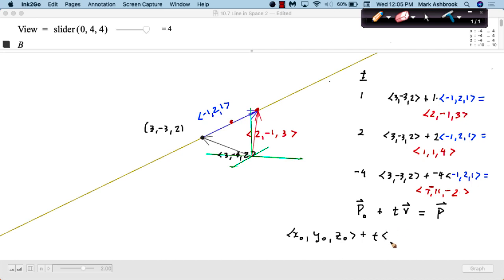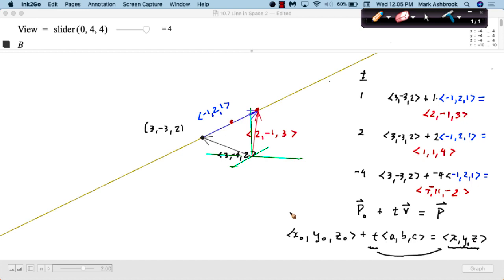V, so the direction of the line, we'll often call it a, b, c. Fixed or varying? Right, so that's fixed. And then P is x, y, z. Fixed or varying? Every point on the line. So for different values of t, we generate different points on the line. So those are your varying quantities in this.